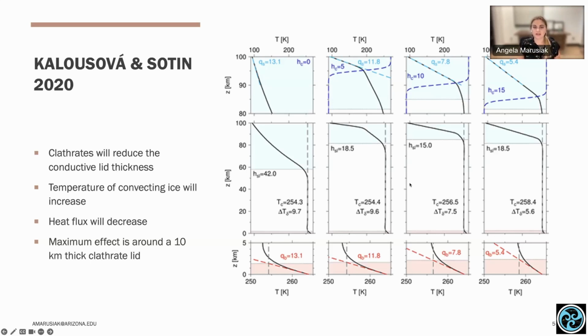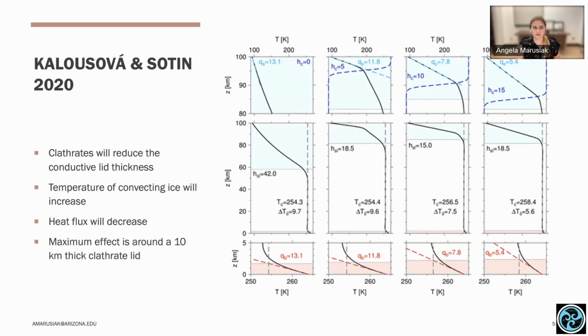So you can see in this plot here, the conductive lid thickness thins, or has a minimum thickness, when you have a 10-kilometer thick clathrate lid. And then it starts to increase again as the clathrate lid thickness increases. In addition to changing the conductive lid thickness, the temperature of the convecting ice will also change. When you have pure water ice, it's significantly lower, and as you add clathrates, that convective temperature begins to warm. The overall heat flux is also going to change. It's going to drop as you add more clathrates in.